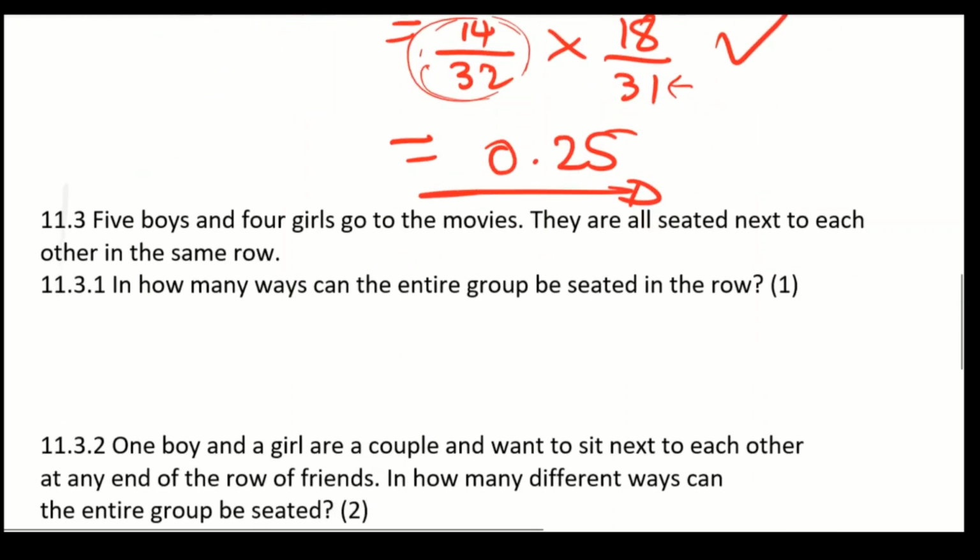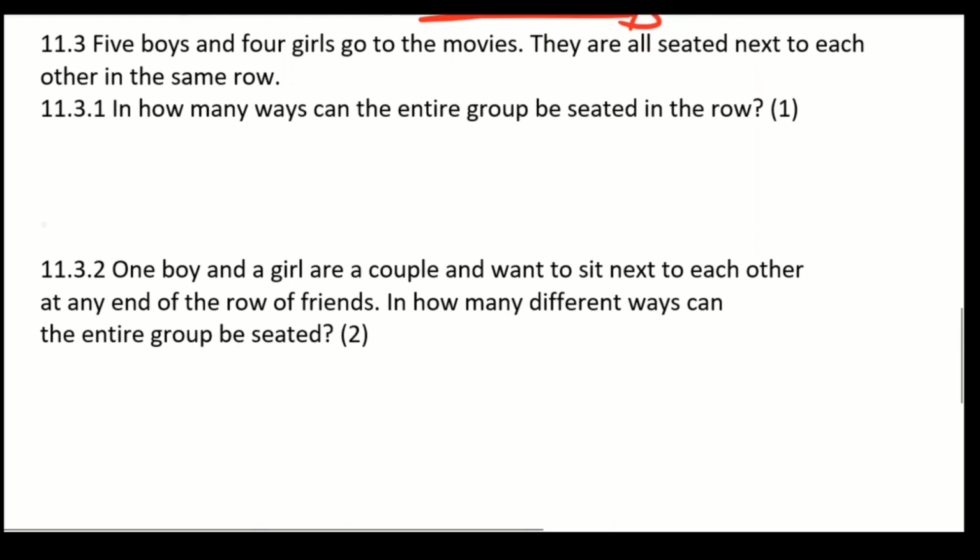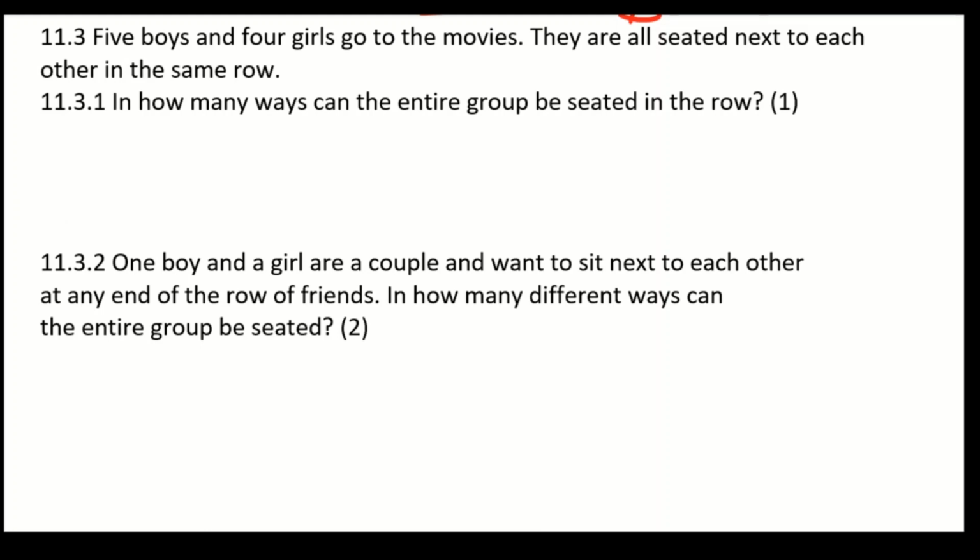Now let's go to this question here. Okay, this one is a bit interesting also. What do we have here? We are told 5 boys and 4 girls go to the movies. They are all seated next to each other in the same row. So these people, let me just indicate this because it's just small numbers. 5 boys, this is a boy, this is a boy, this is a boy, this is a boy, this is a boy. They're seated.